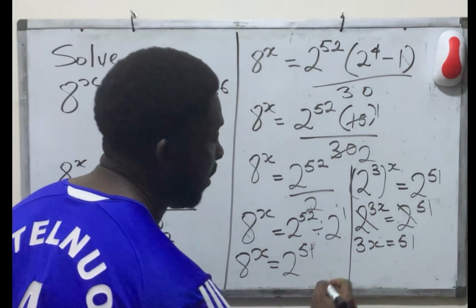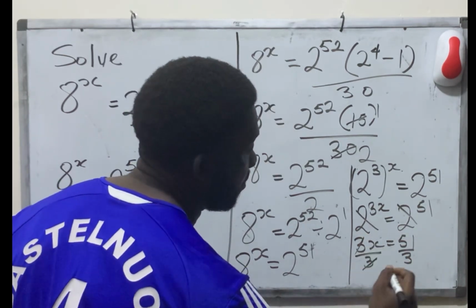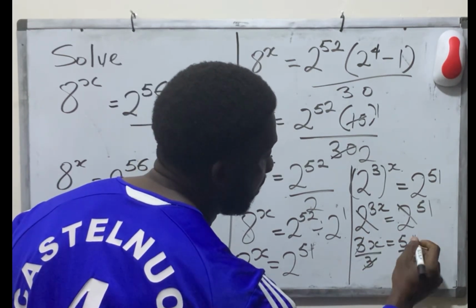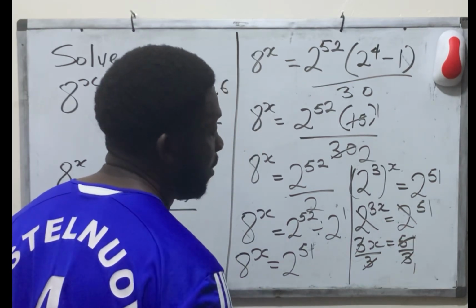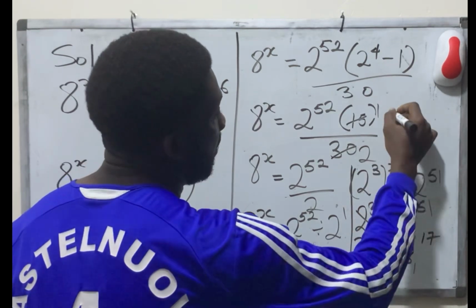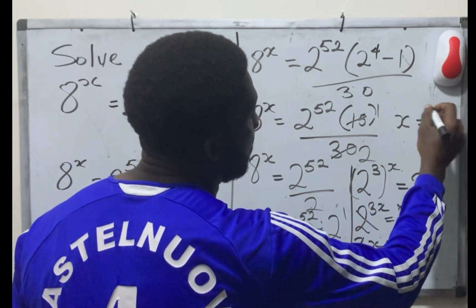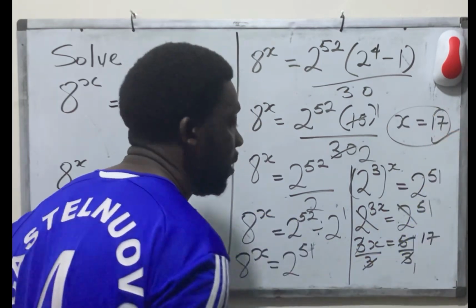To look for the value of x, divide both sides by 3. When you divide both sides by 3, 3 will cancel 3. 3 into 3, 1. 3 into 51 is 17. So therefore, the value of x is equal to 17, and this is our final answer.